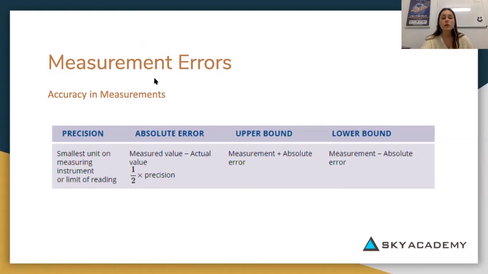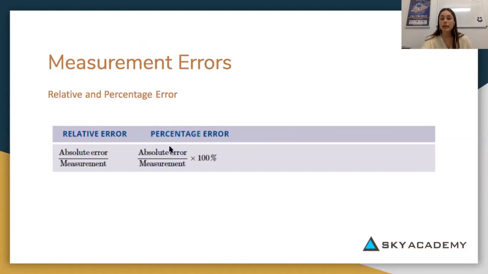So now let's have a look at the next slide. And remember, these 2 are not on your reference sheet, so you do have to remember these 2. The first one is relative error, and the second one is percentage error. So relative error is the absolute error over the measurement. And remember, the absolute error is half the precision or half the smallest unit of measurement. The percentage error is the same as the relative error, except we times it by 100 to get a percentage.